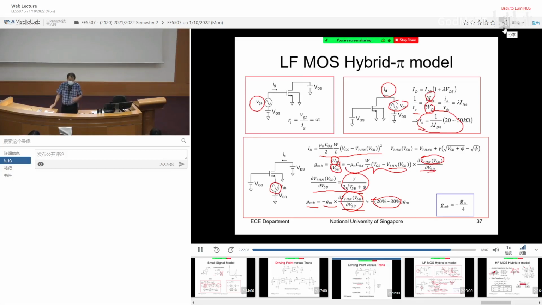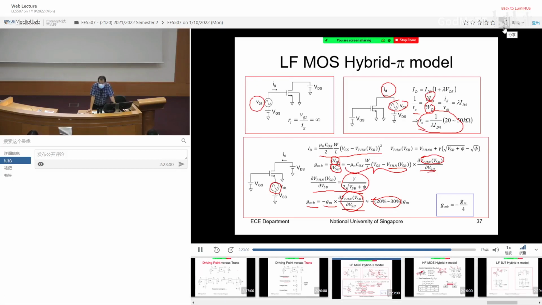So to simplify the calculation, a lot of time, after you calculate the GM, you just ask yourself, is there a body effect? If there's a body effect, the body transconductance value is about negative 1/4 GM. Okay? It's not exact, but it's good enough. Some of you might complain, am I teaching science, engineering, or am I teaching art subject? It seems very arbitrary, anything goes.